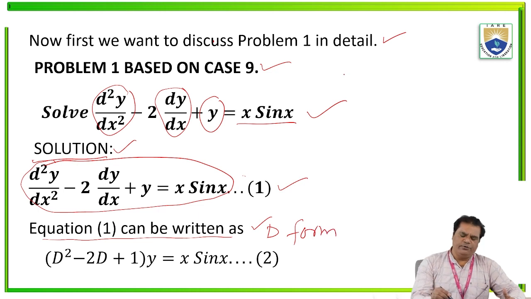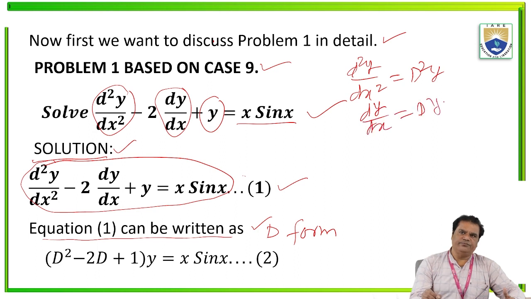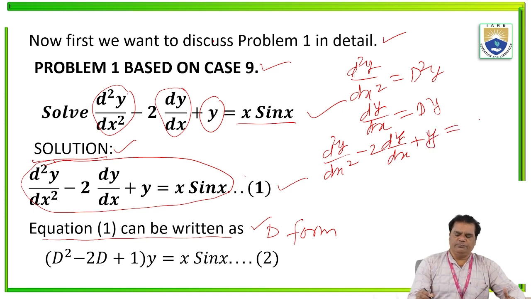How can we write the D form? d2y over dx2 is D square y, and dy over dx is Dy. So now the question is d2y over dx2 minus 2 dy over dx plus 1 y equal to x sin x. Here y is common, so this is D square minus 2D plus 1, into y, equal to x sin x.